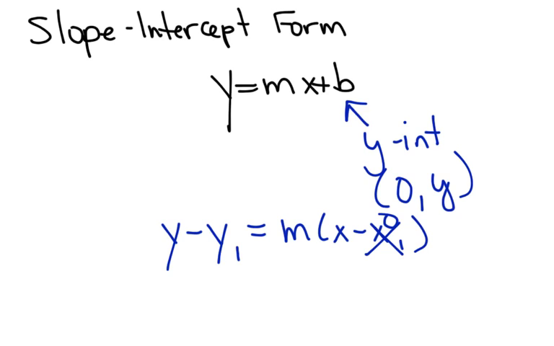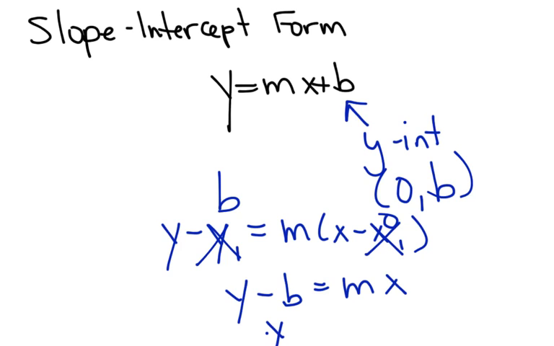I shouldn't have called this y. I should have called it b, sorry, because we used b in slope-intercept form. Okay. And then I changed that to b. I would have y minus b is equal to mx. And then I would add the b, and I would get y is equal to mx plus b. And that's where slope-intercept form comes from.